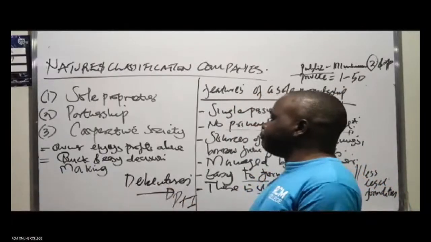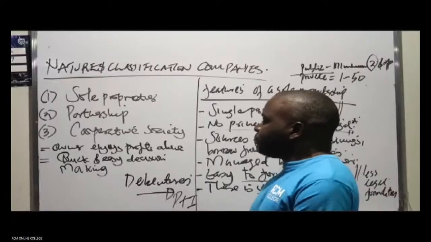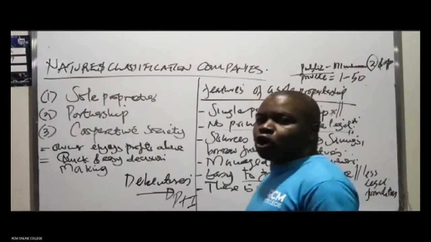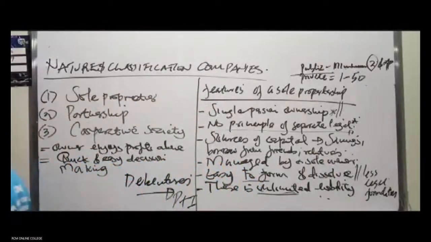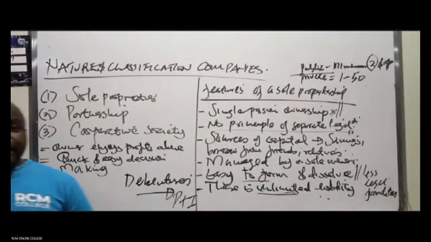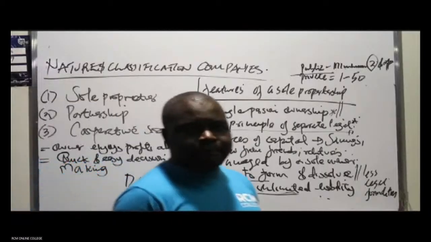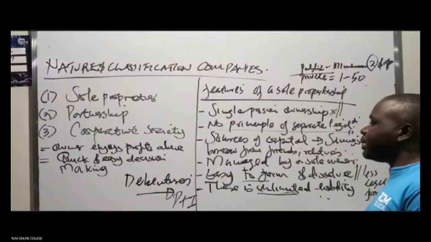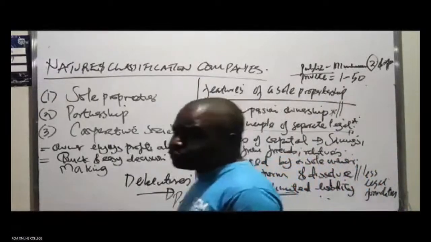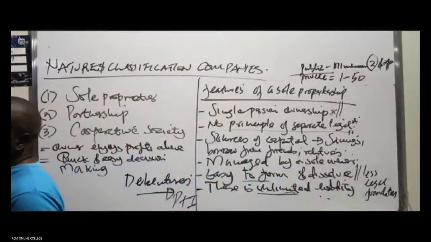The last one, it is quick and easy to make what? Decisions. It is quick and easy to make decisions because you are the sole owner. You don't have to consult anyone. But in a company, before you make a decision, members of the company at least have to convene at a general meeting to decide and pass what? A resolution.